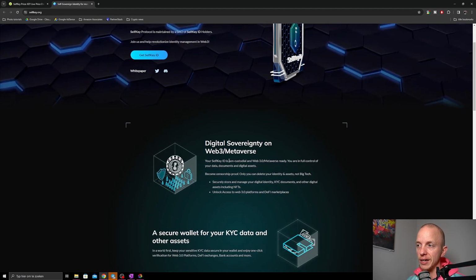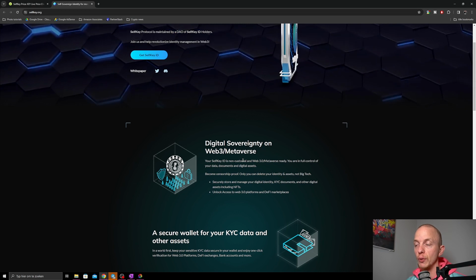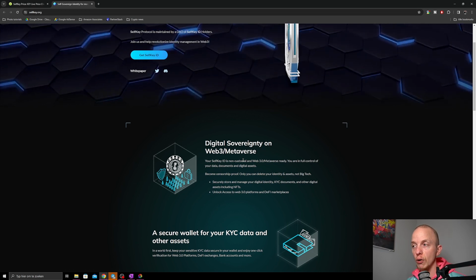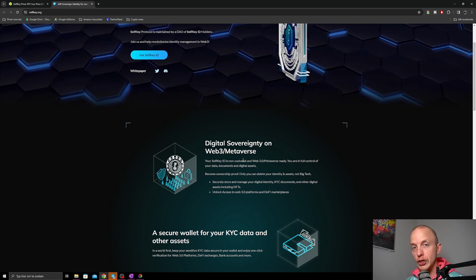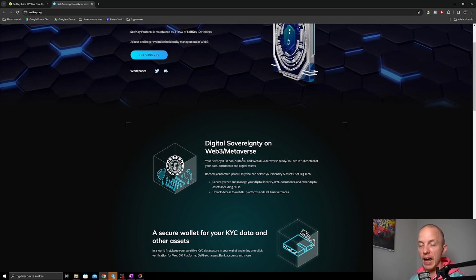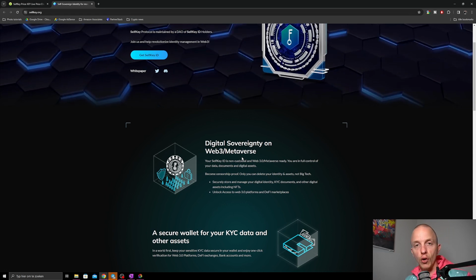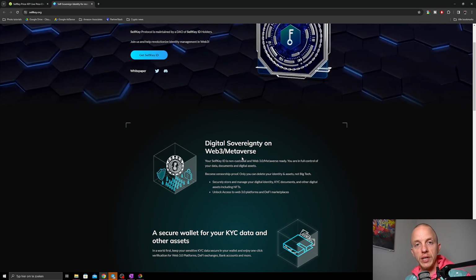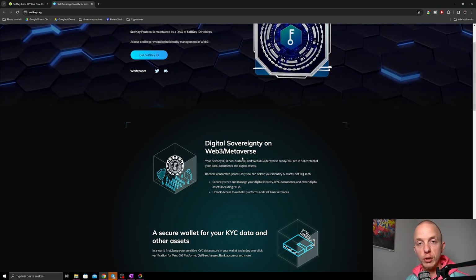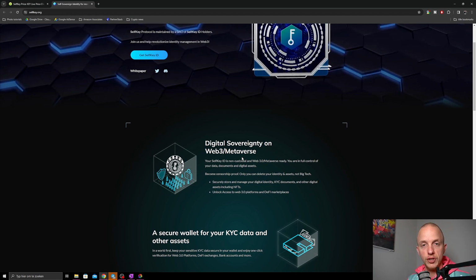Basically, your Selfkey ID is non-custodial and Web 3.0 or metaverse ready. You are in full control of your data, documents, and digital assets. And in the ever-changing landscape of privacy, and the fact that we all cherish privacy a lot more than we did in the past, this could be a very interesting project for you to check out.